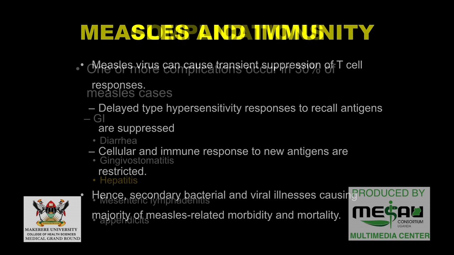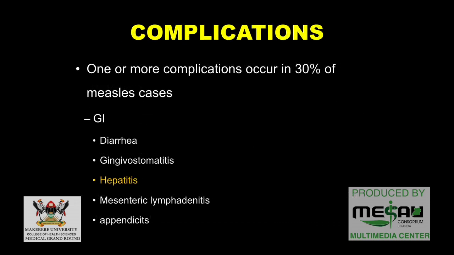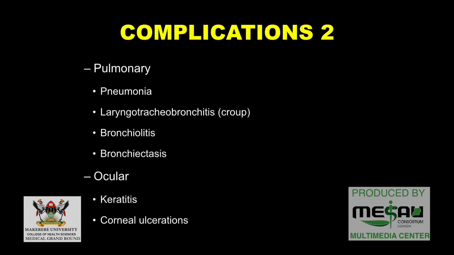The complications can be in more than one system, but the most common complication these patients present with is diarrhea. In some of the literature I was looking at, it was listed at about 8% of patients with measles. Other complications are gingival stomatitis, hepatitis like the case that has been presented here, mesenteric lymphadenitis, and appendicitis. In the respiratory system, patients can present with pneumonia, croup, bronchiolitis, and bronchiectasis. Ocular, they can present with keratitis and corneal ulceration. This is the reason why these patients need to be given vitamin A drops.